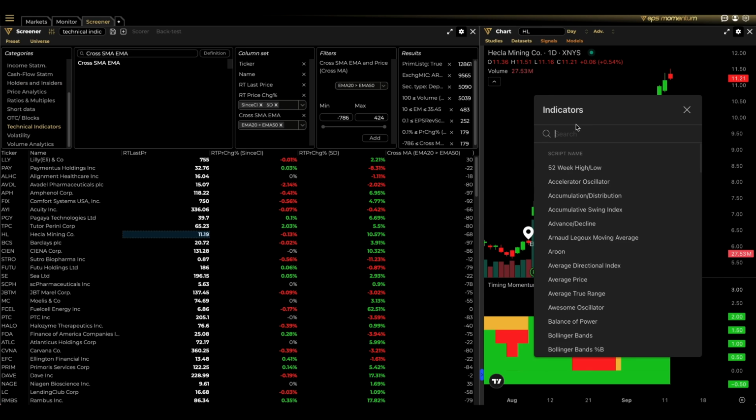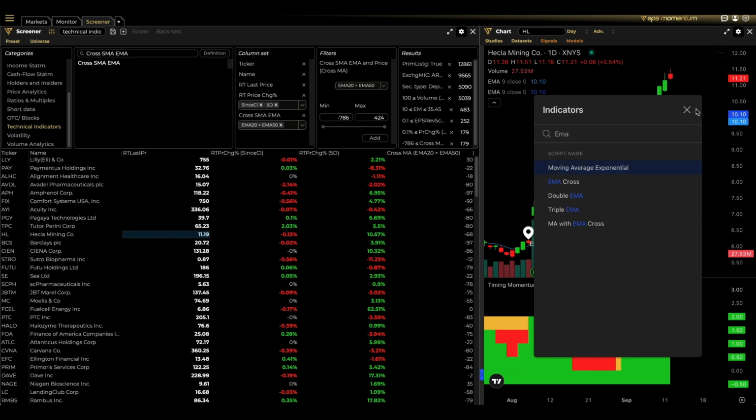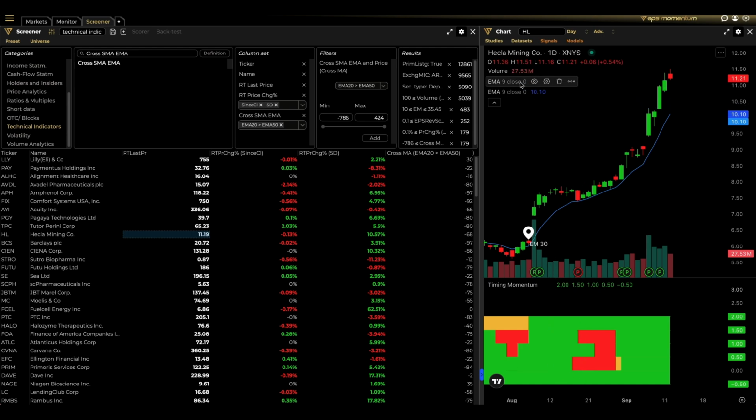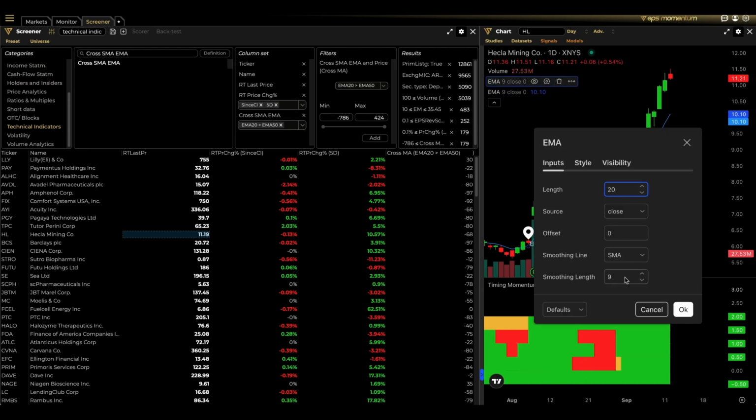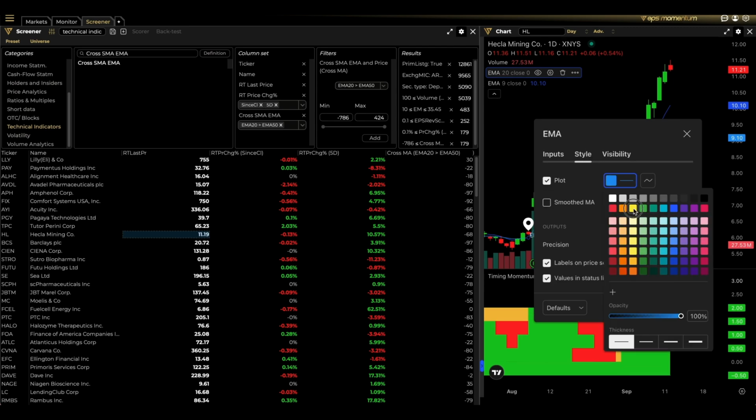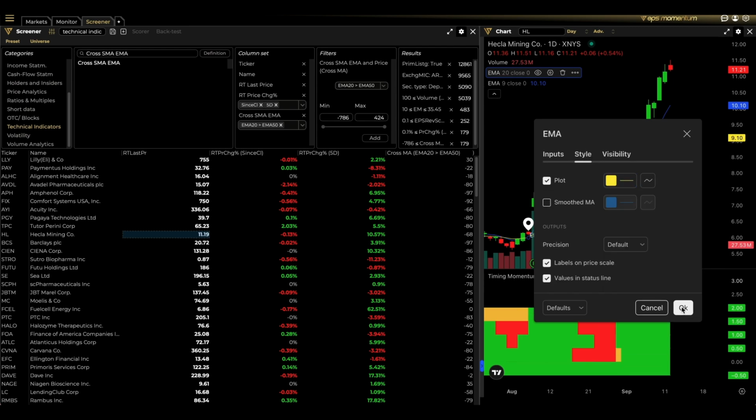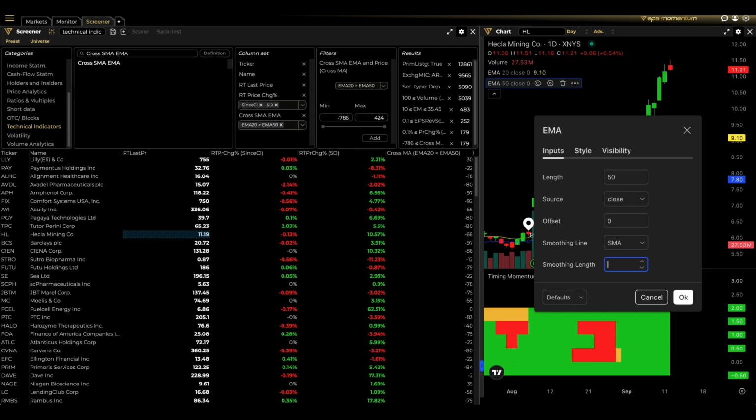Here's how to set it up step by step. First, go to the Studies section. Next, add the exponential moving average indicator twice. For the first exponential moving average, set the period to 20 and change the color, for example, to yellow. For the second exponential moving average, set the period to 50.